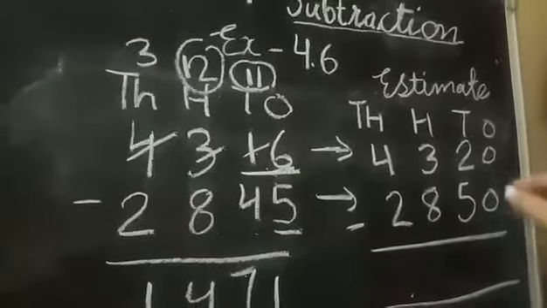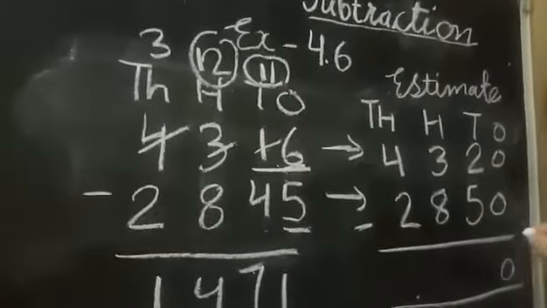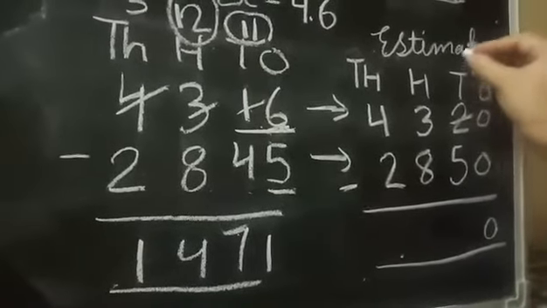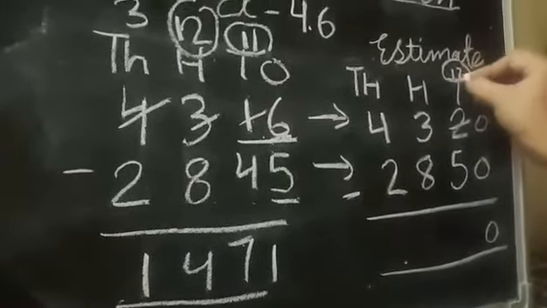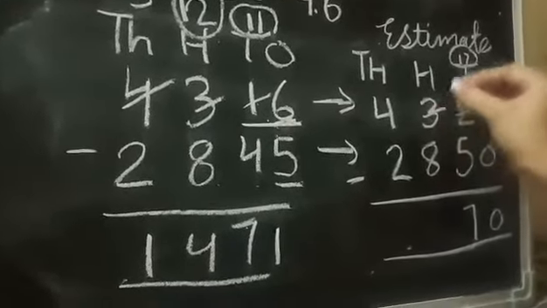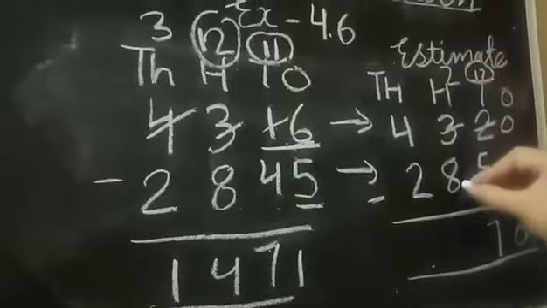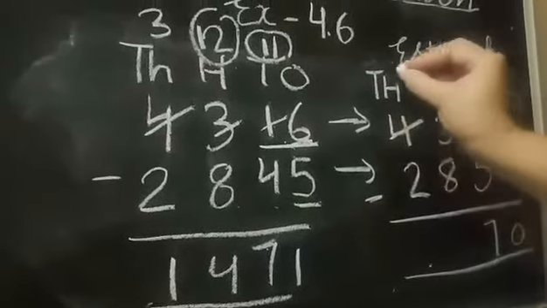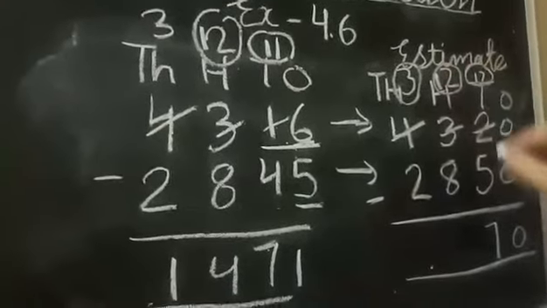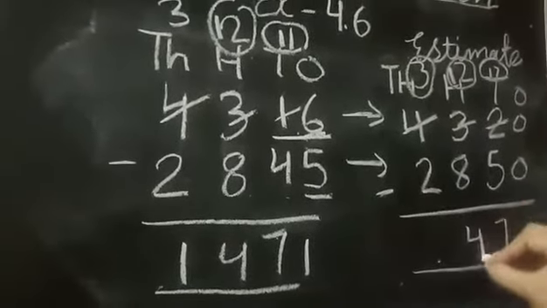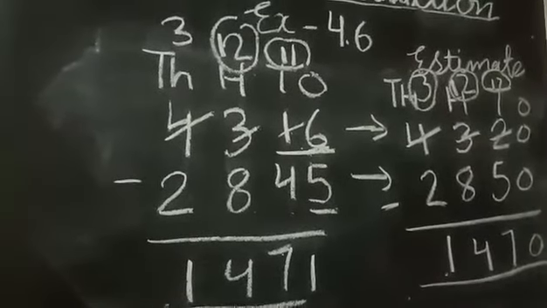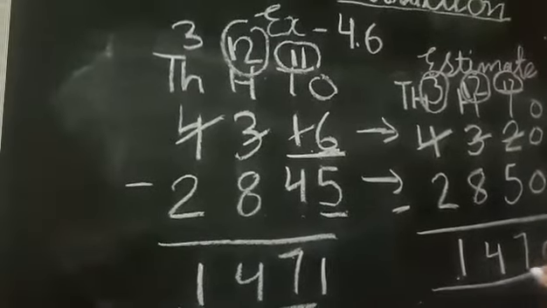So 0 minus 0 is 0. 12 minus 5, we will take 1 from here. It becomes 12. 12 minus 5 is 7. Here remains 2. 2 minus 8 is not possible. We will take 1 from here. Here is 3. Now it becomes 12. 12 minus 8 becomes 4. 3 minus 2 is 1. So the value comes 1470.